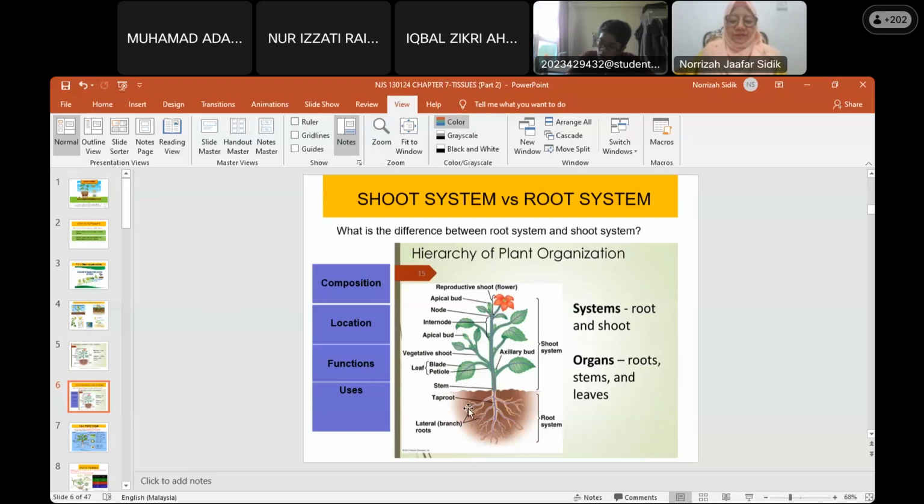And for their functions, the roots have the function of absorbing the water and minerals from the ground and also providing support to the plant on the ground. Whereas the functions of the shoot system are that they can do photosynthesis, and also transport the sugars, carbohydrates, and also for reproduction.